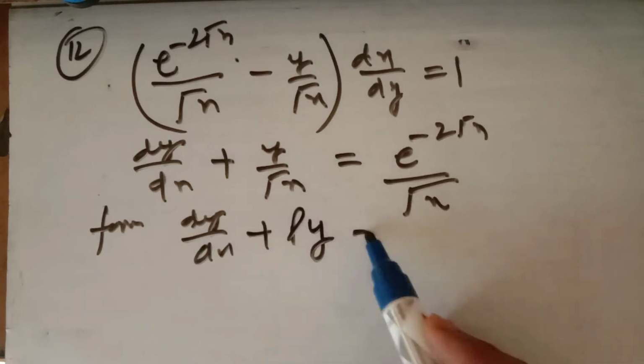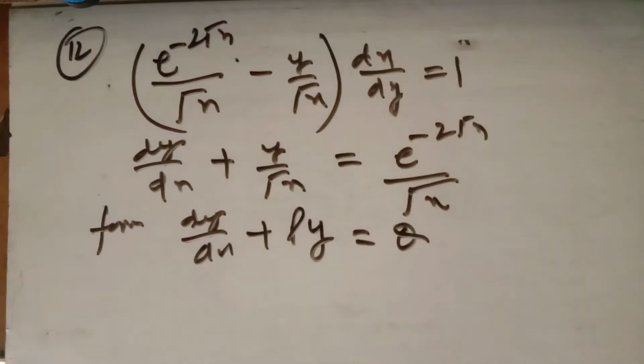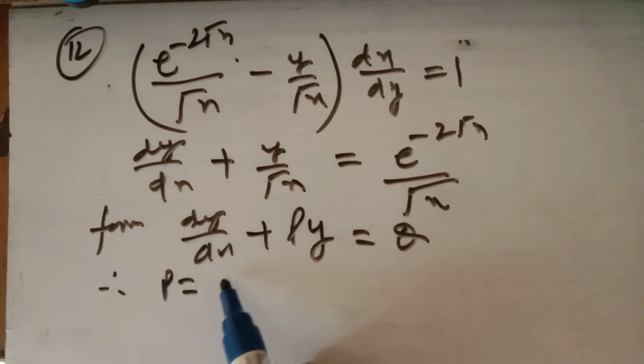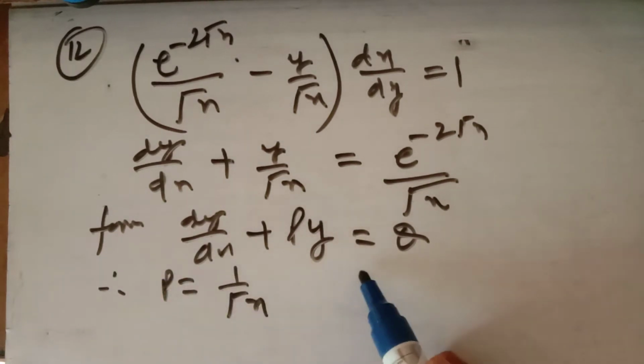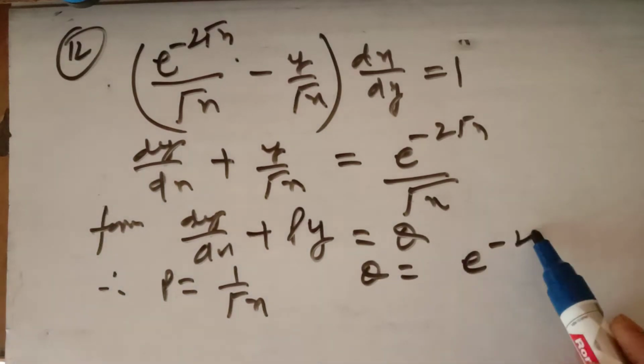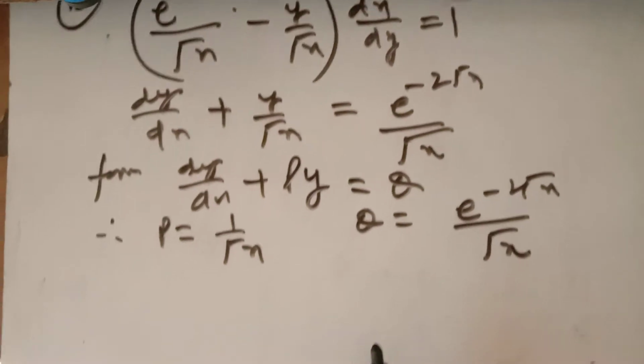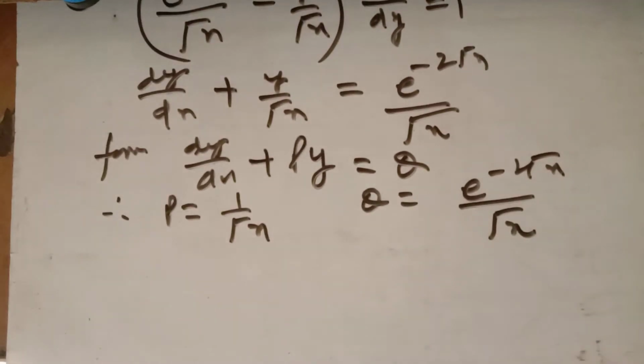If you arrange like this, you get this in the form dy/dx plus Py equal to Q, that is a linear differential equation. So you are getting the value of P as 1 upon √x and Q as e^(-2√x) upon √x. This is the value of P and Q. Now find its integrating factor.